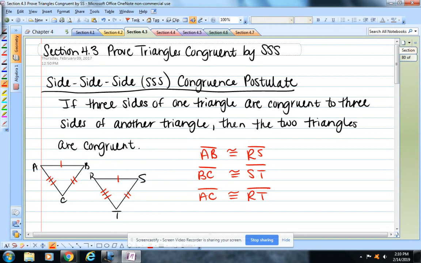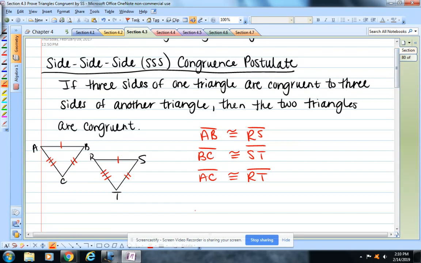So if I wanted to write a congruency statement about these two triangles, remember segments have to line up with each other. So I'm just going to skip a space. So I said segment AB is congruent to which one? RS. Now we got to make sure they line up. Y'all, this is important. Being able to write these congruency statements is like one of the most important things this chapter.